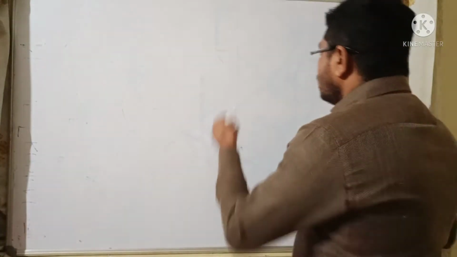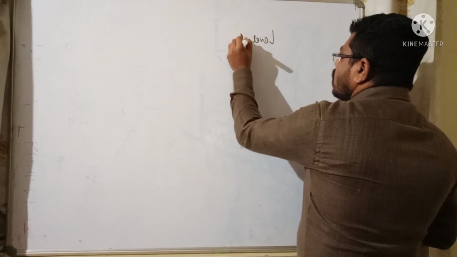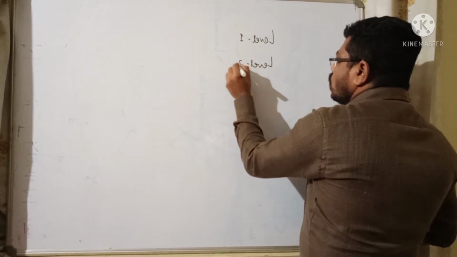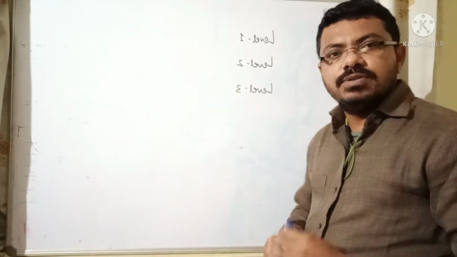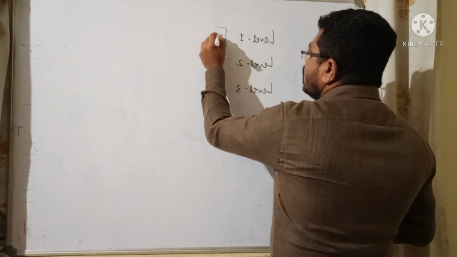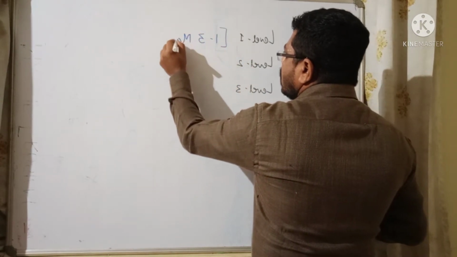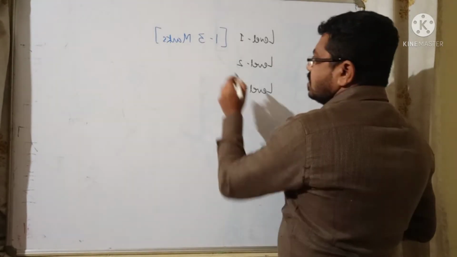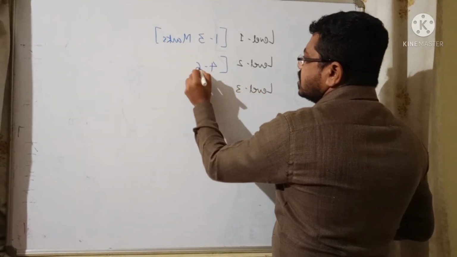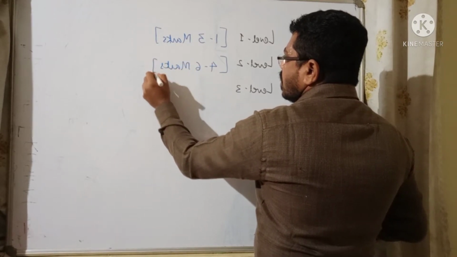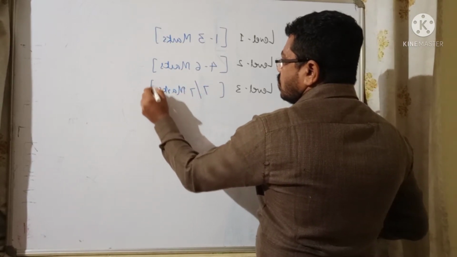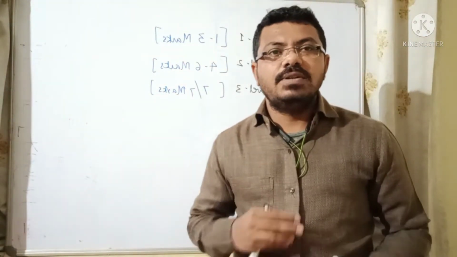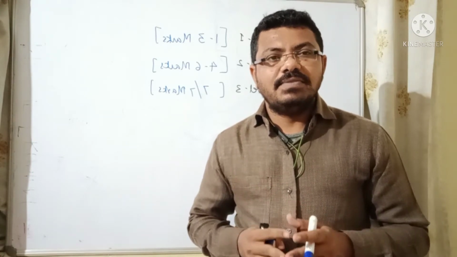So case studies are judged on 3 levels: level 1, level 2 and level 3. Level 1 carries 1, 2, 3 marks. Level 2 carries 4, 5, 6 marks. And level 3 carries 7 out of 7 marks. This is the pattern. Level 1, 1 to 3. Level 2, 4 to 6 marks. And level 3, 7 out of 7.